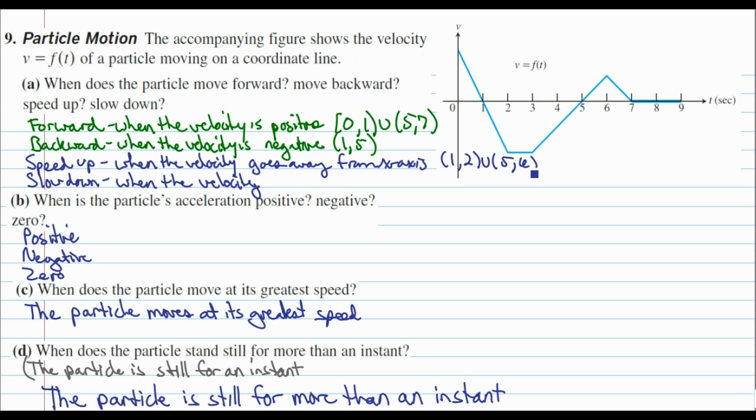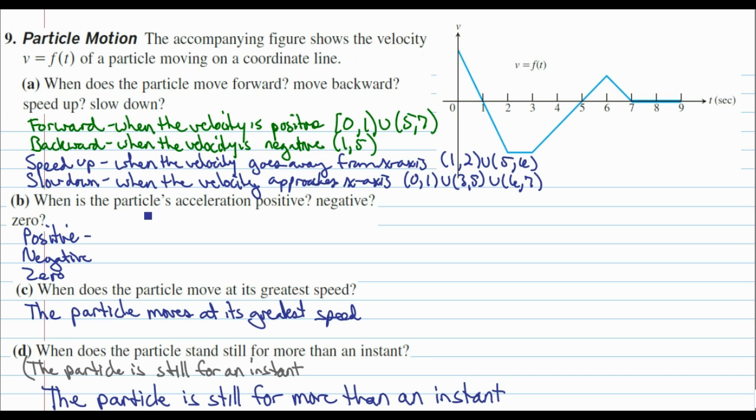Then the reverse happens for when the particle slows down. The particle is going to slow down when the velocity approaches the x-axis. So 10 feet per second, 9 feet per second, 8 feet per second, etc. Or same thing here, -10, -9, -8, -7, approaching 0. So when the velocity approaches the x-axis, the object is slowing down, and that occurs between 0 and 1, and 3 and 5, and again from 6 to 7.